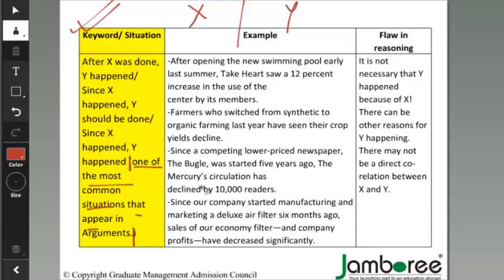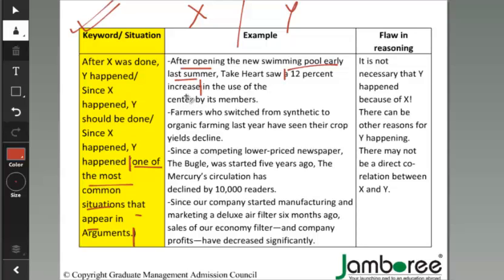I have picked quite a few of them from different paragraphs. Just read them and you will understand what I am trying to say. After opening the new swimming pool early last summer, Take Heart saw a 12% increase in the use of the center by its members, right? So this will appear in this format only: after something happens, something happens.